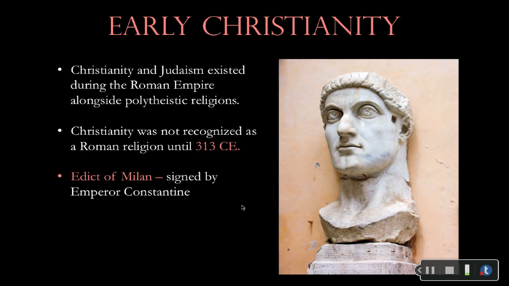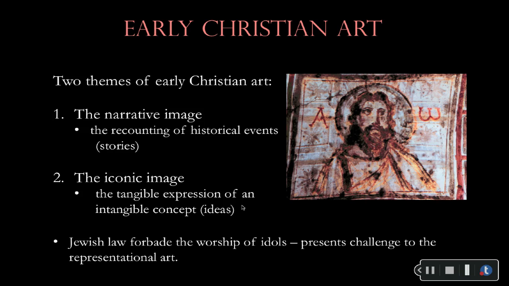So in 313 this happens, and that causes some big changes. All of a sudden we have Christian imagery and Christian art. Two themes that we often see in early Christian art are, one, the narrative image, which is basically the recounting of historical events from the Bible, so oftentimes we'll see biblical stories. And the second most common theme we see in Christian art is the iconic image. This is basically images that are expressions of tangible concepts, ideas that otherwise would seem intangible.